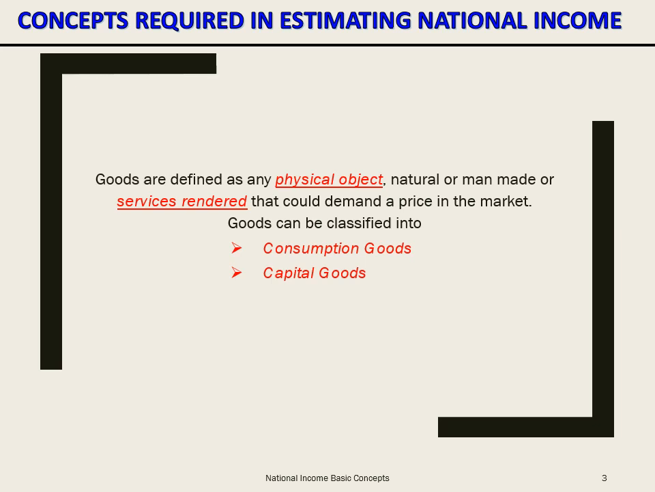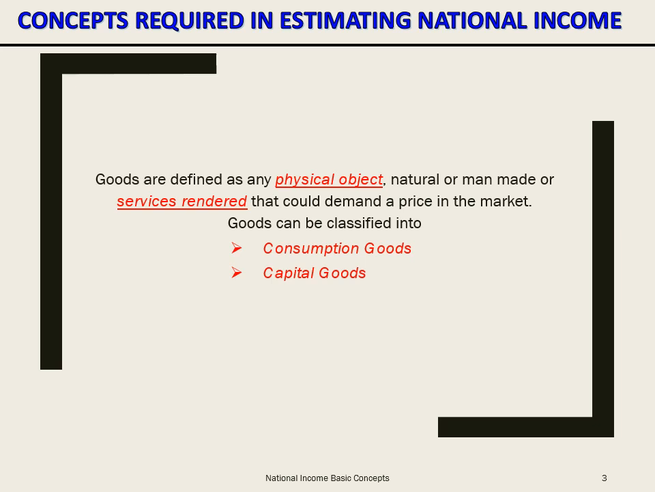What are goods? Children, goods are defined as any physical object or services rendered that demands a price in the market. The usual perception amongst children is that goods are nothing but physical objects, like the duster that I have, a book that I have, a water bottle that I have. So these are all physical objects.